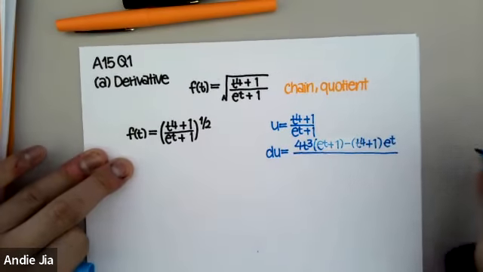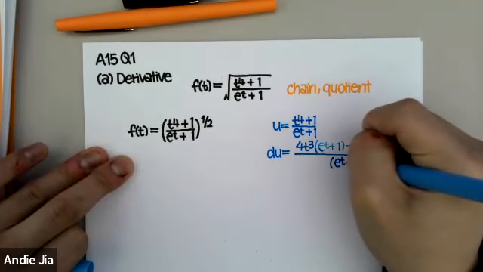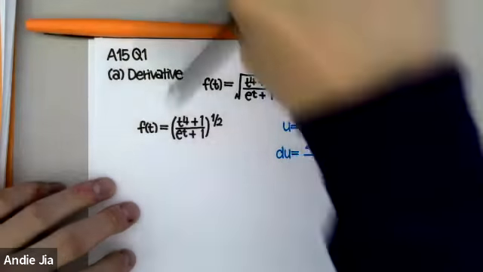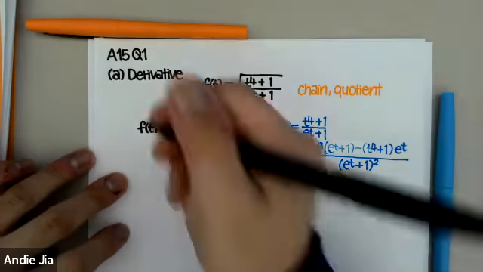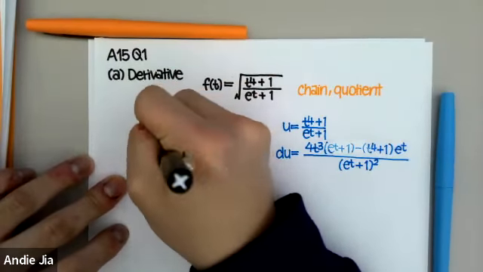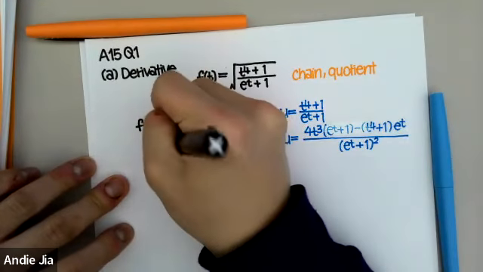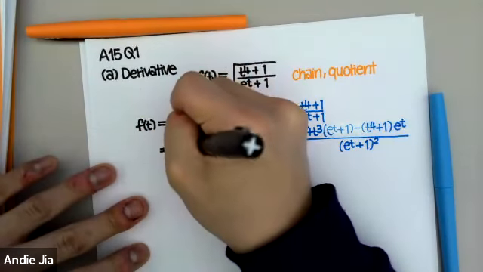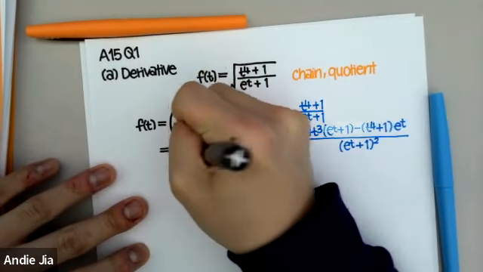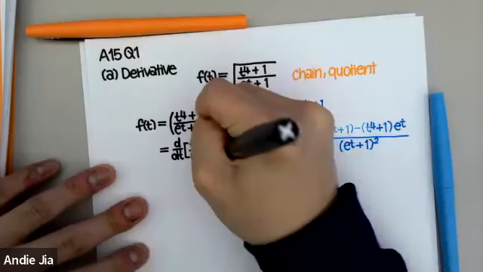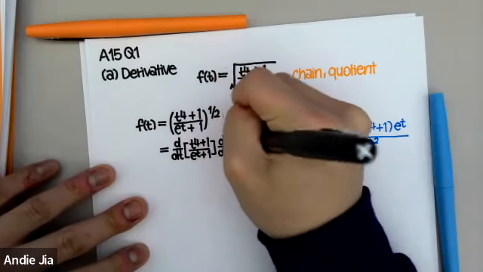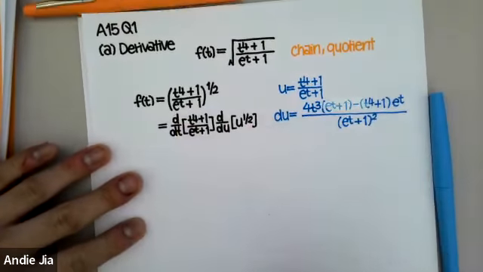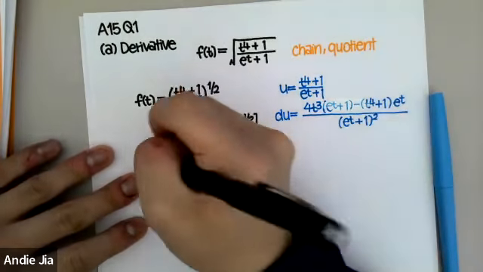Then the bottom is going to be e to the t plus 1 squared. And you don't need to expand this. You just need to use the chain rule and find the derivative. That's all we go. Just don't overcomplicate everything, okay? Then use the power rule and the chain rule. There's no product rule here. We just multiply them.